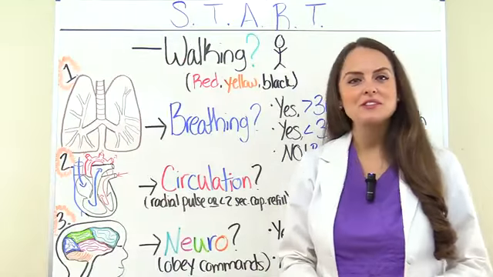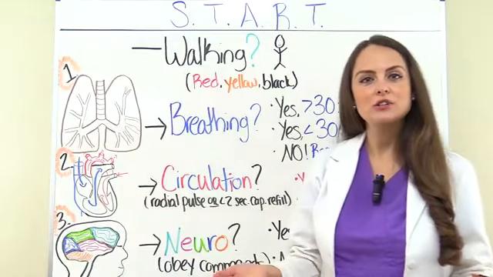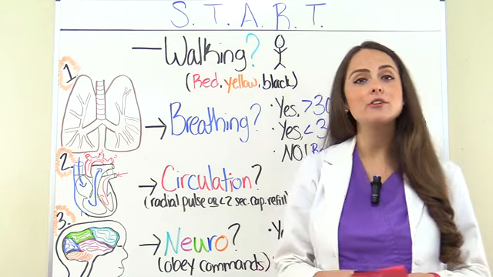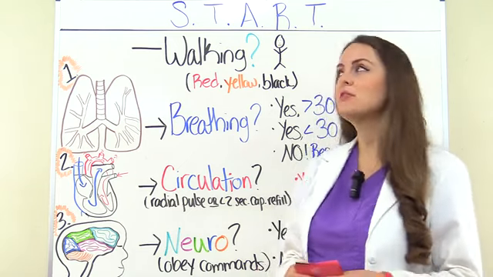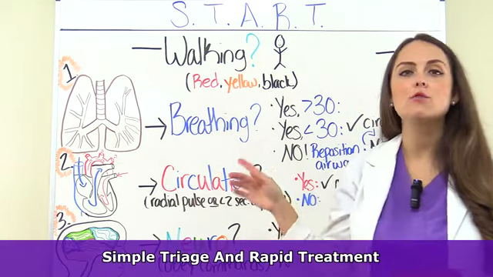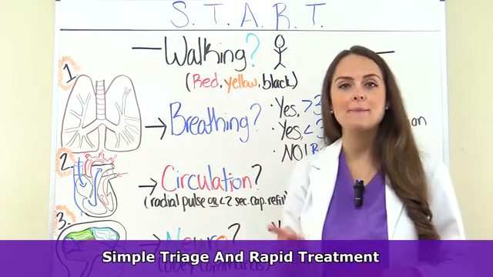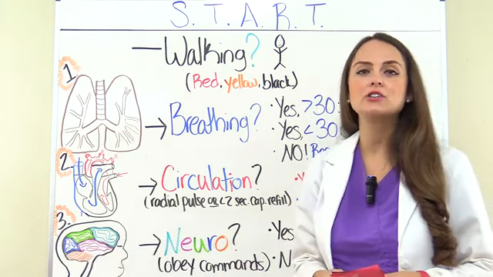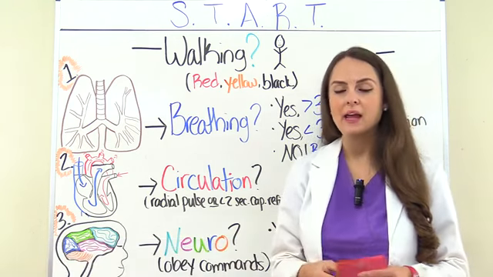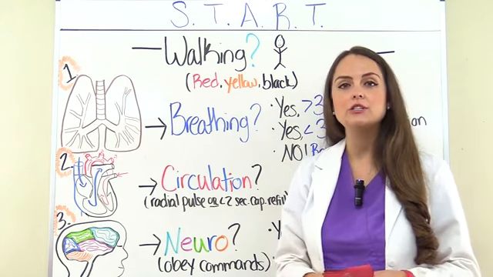So now let's talk about the START method, which is used to help us assign a tag color to a wounded individual during a disaster situation. And the word START actually stands for simple triage and rapid treatment. And this particular START method that we're going over in this lecture is for the adult patient. And it's very quick and easy to use.